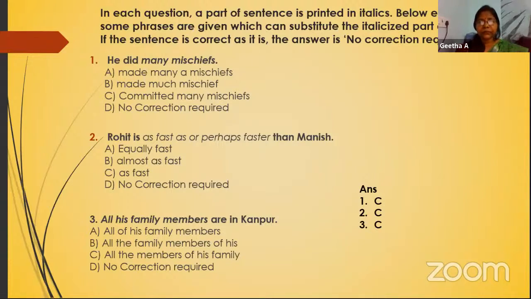And the third one is all of his family members; all the members of his family, we should say. We shouldn't say all his family members. Usually the right way of saying is all the members of his family. That's right. So all three correct. Superb. So it is no correction required. It was just given to confuse you, right? So yeah.